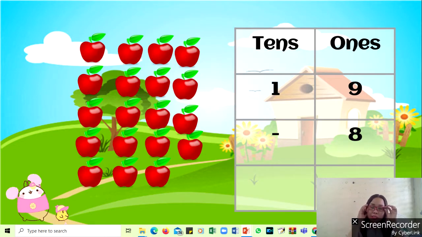Oh, so here are the apples. So we are going to count the apples in a group. 5, 10, 15, 19. So we have here 19 apples. So we will try to separate the tens and the ones here. Okay? So we have 9 ones and 1 tens, minus 8 ones. Alright? Okay, so let's help our friend here solve this one.